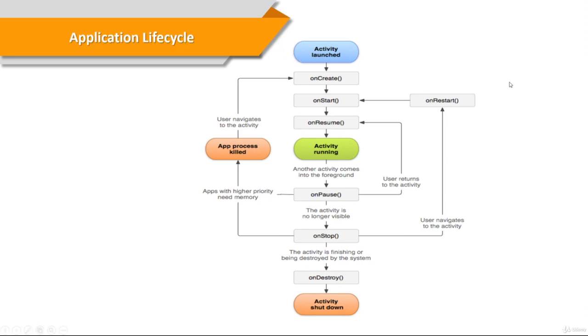So life cycles have different stages. First one is the application life cycle. The second is the activity life cycle. And the third one is the fragment life cycle. So in this particular video, we're going to focus on the application life cycle because we are developing Android applications.